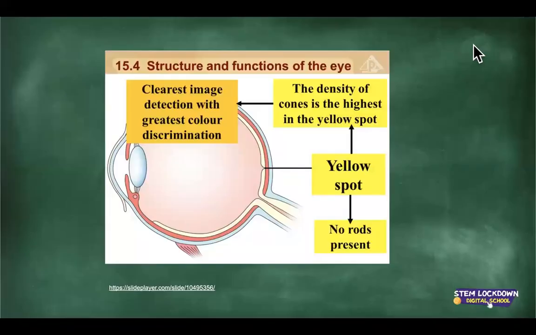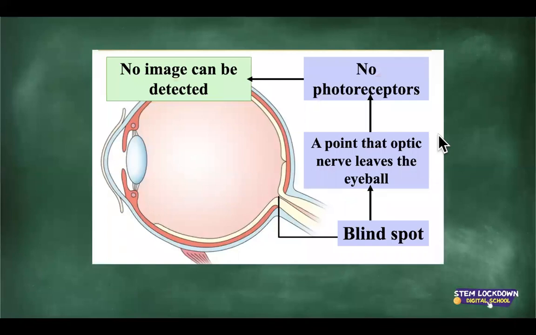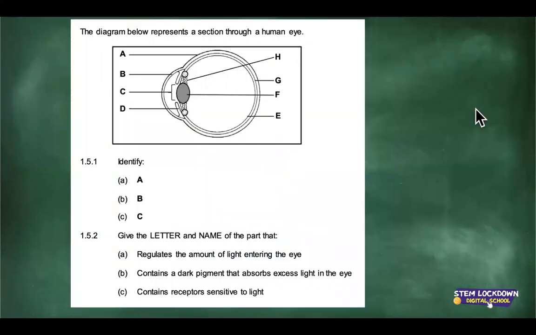Now the structure and function of the eye: in the yellow spot, there are no rods present, only cones. The density of the cones is highest in the yellow spot. The clearest image with the greatest color discrimination is found here. Then we have the blind spot. There are no photoreceptors there. It's the point where the optic nerve leaves the eyeball and you can't see.